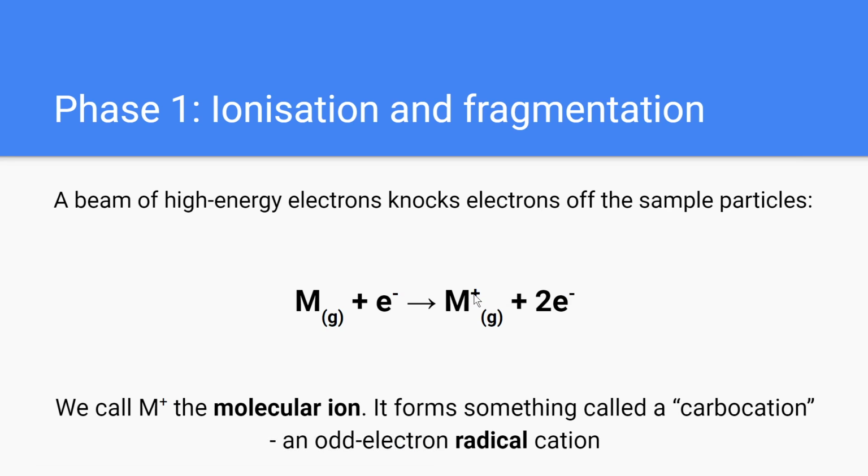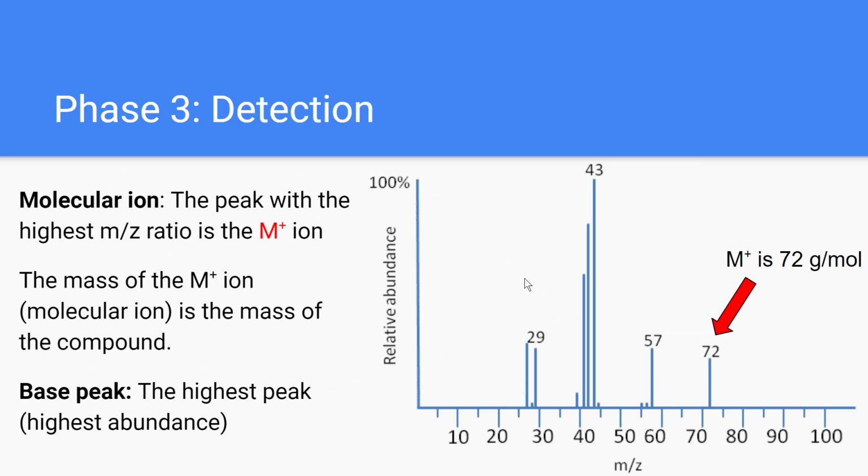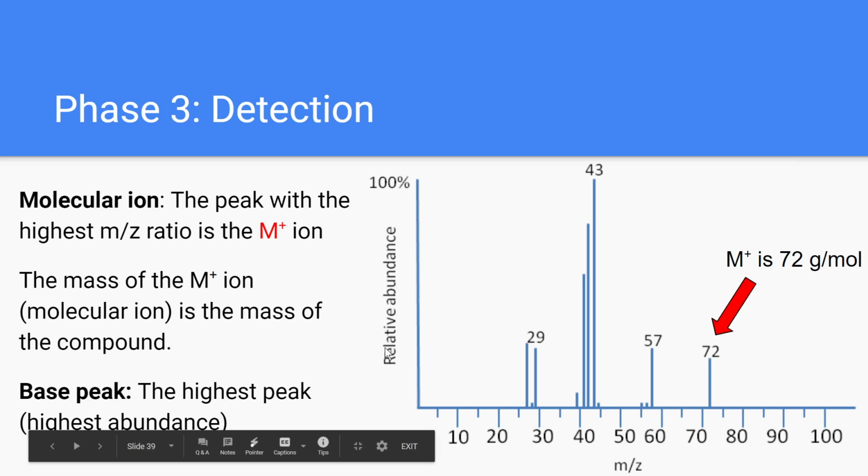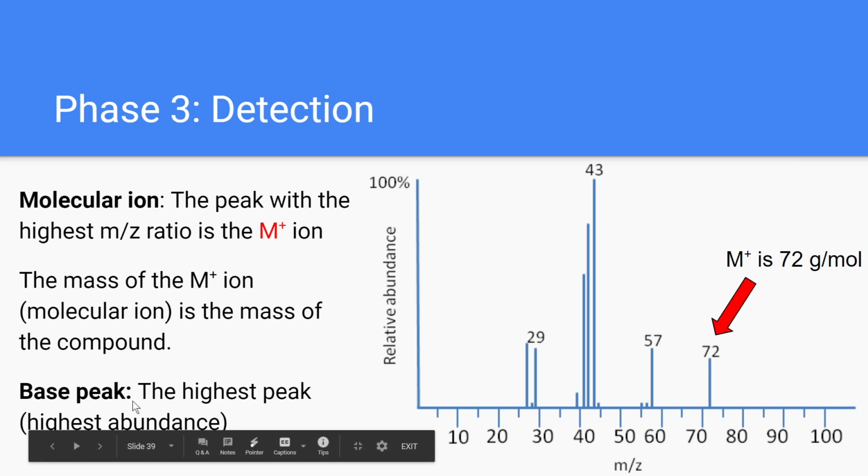Okay? So the top peak is always going to be M+, or the molecular ion. It's the peak with the highest mass, so the m/z ratio down here. This just means mass, and it's the mass of the compound. Base peak is the highest peak. This is the most abundant fragment of our molecule.